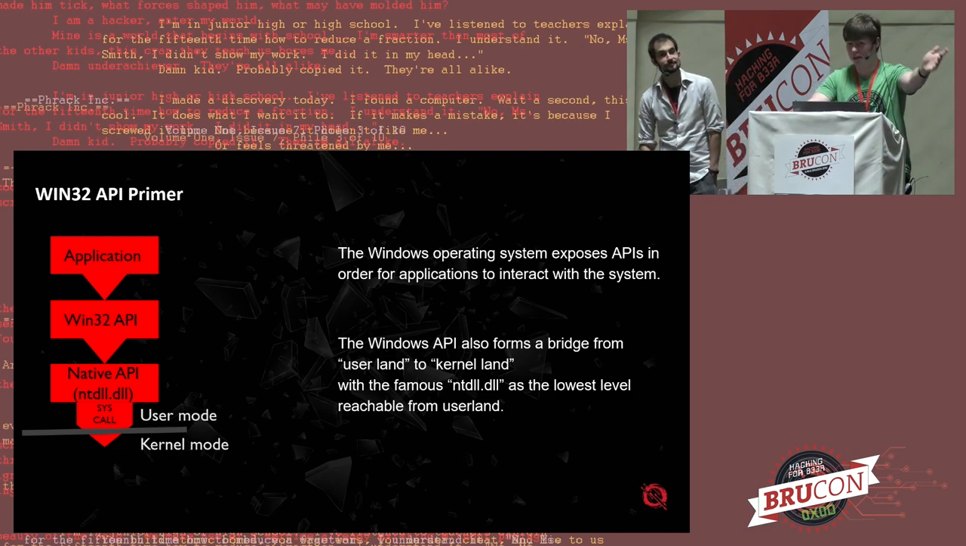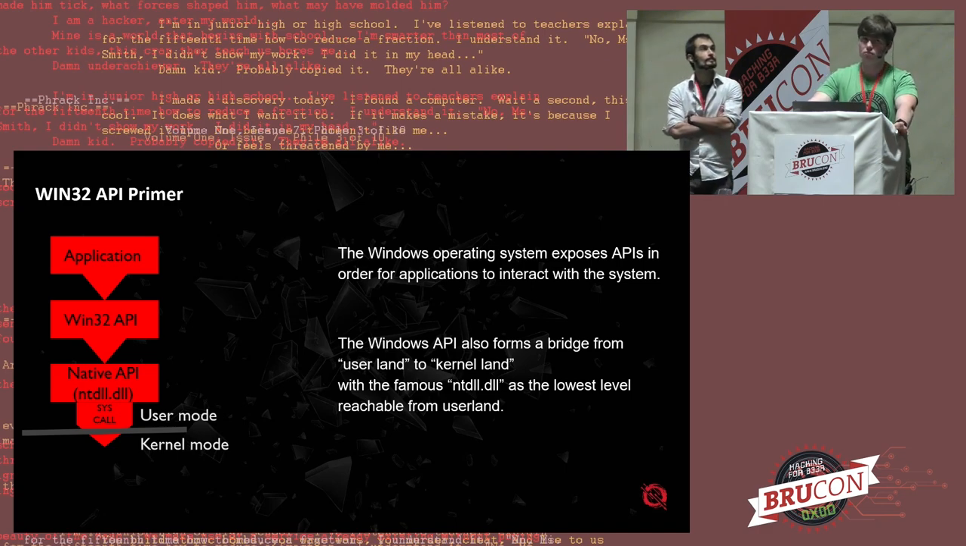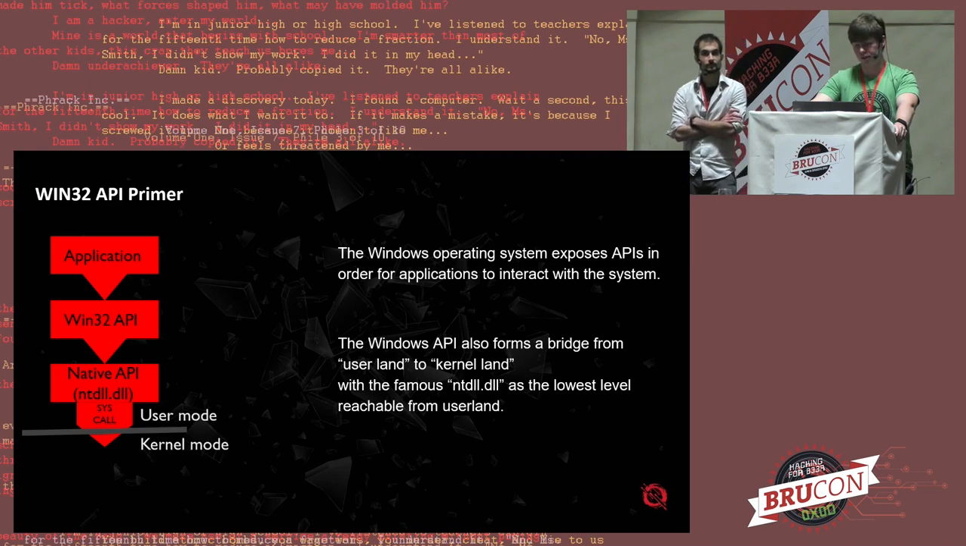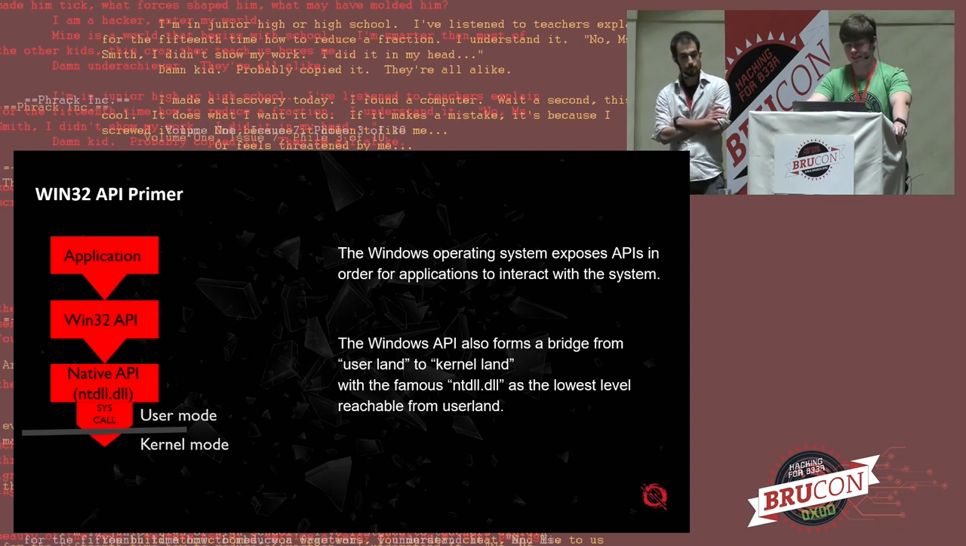As you then probably all know, the Win32 API is basically well documented for the most part. On Microsoft documentation online, you can find everything. It has a notorious DLL called ntdll.dll, and that one actually forms the bridge between user land and kernel land. So that does the translation between user mode and kernel mode. Why is this interesting, especially from an offensive point of view?